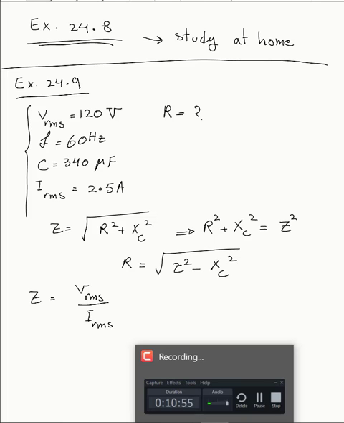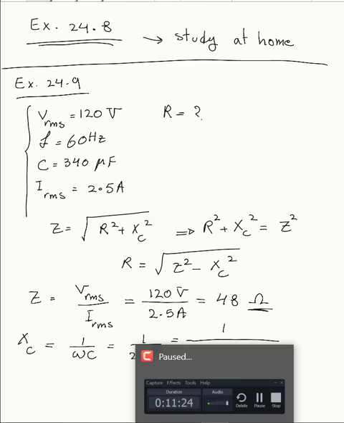From Ohm's law, I know that impedance can be written in the form of V divided by I, and because I'm given the RMS values, I just plug in the numbers. That will be 120 volts divided by 2.5 amps, which gives me 48, and don't forget that the unit is ohms.